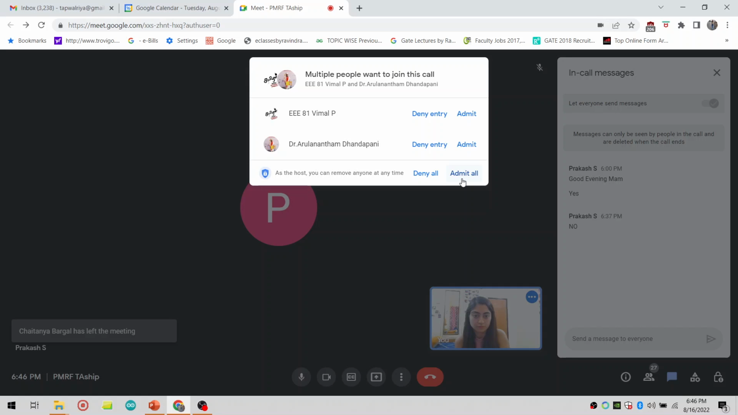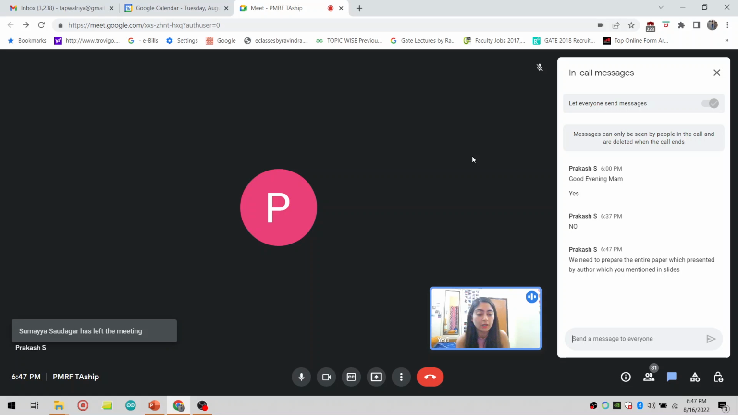We need to prepare the entire paper presented by the author, which you mentioned in the slides? Not exactly, this is just for your knowledge. This is not going to come in your exams, at least. For exam point of view, only the lecture material which is provided by sir will be enough. But you can also refer to the book mentioned on the course page, Introduction to Internet of Things by Sudeep Mishra. For exam you don't need to go through the papers, but just for your knowledge, you can check these papers.